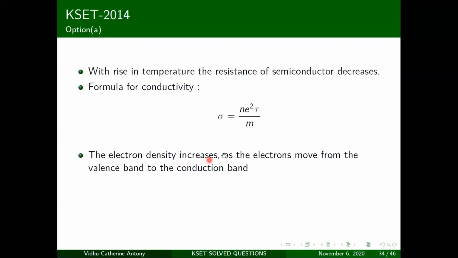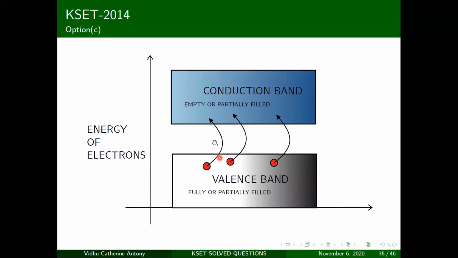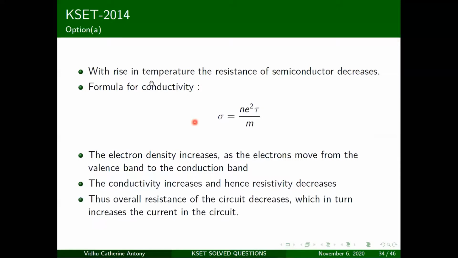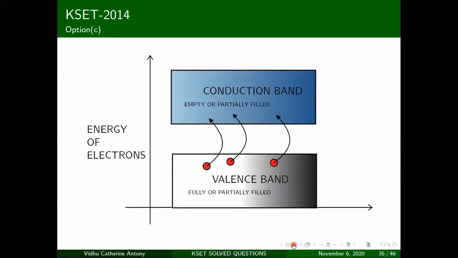The electron density increases as your electrons move from the valence band to the conduction band. So let me just show you the picture here. Okay, you're saying that the temperature is increasing. What's going to happen when the temperature increases? The electrons in your valence band move on to the conduction band. Not all, but some of the electrons, based on the temperature that you put in. So this is the energy of the electrons. It gets excited, gets some amount of energy and starts moving on to the conduction band.